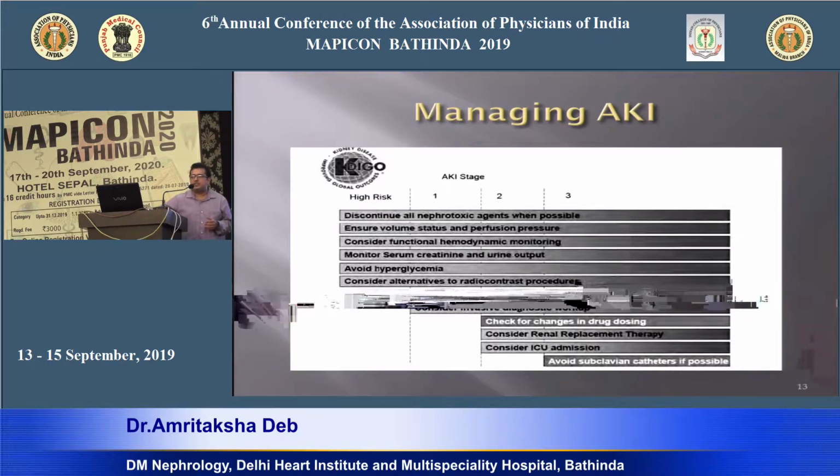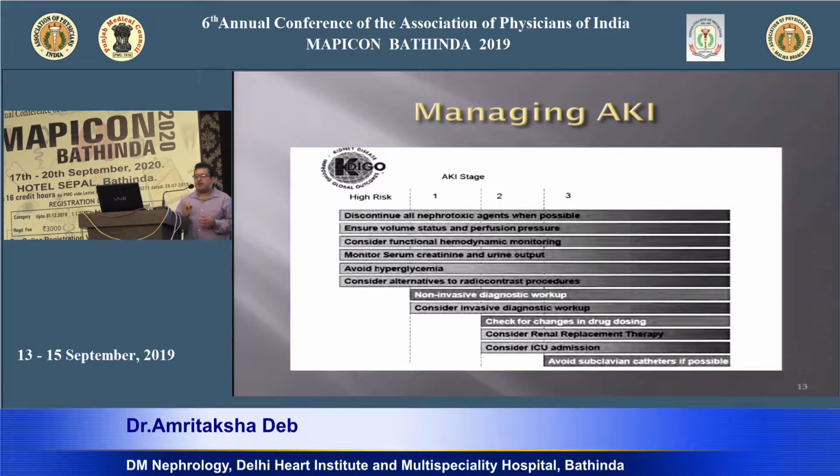In managing acute kidney injury, most of the interventions are for those in whom it is high risk, and this is where we can really intervene. So we have to discontinue nephrotoxic drugs, we have to ensure that there is volume status, functional hemodynamic monitoring is to be done, serum creatinine and urine output are to be monitored, hyperglycemia to be avoided.